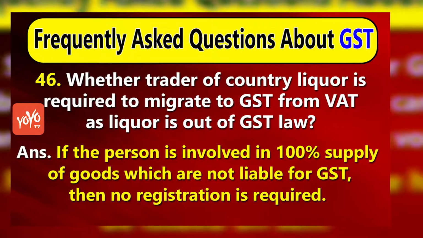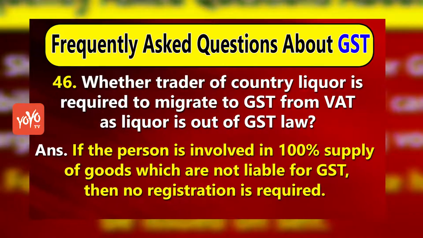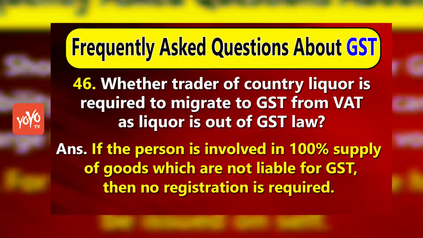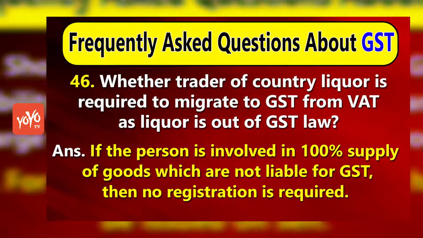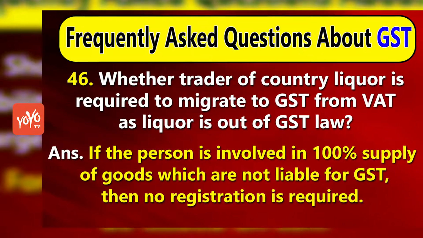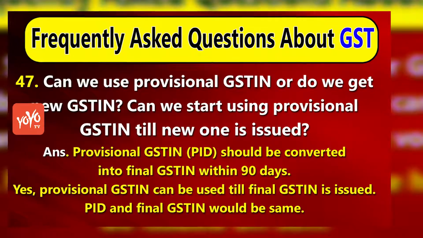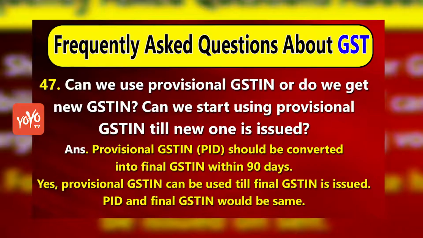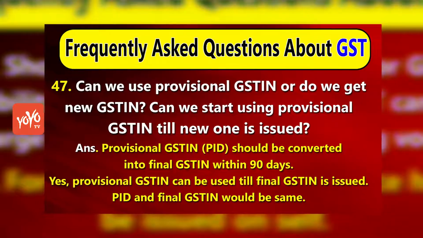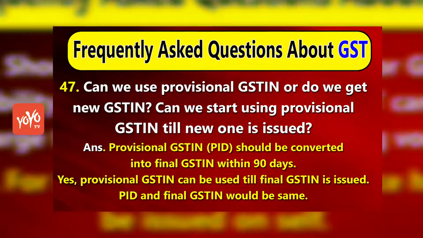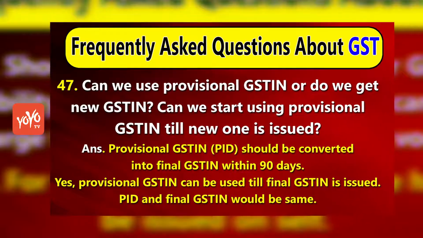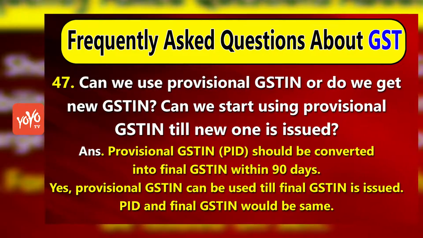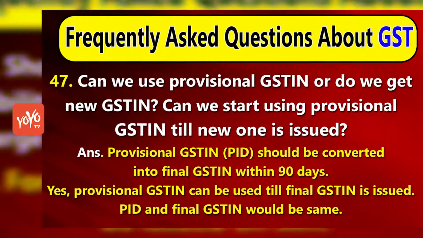Question: Whether trader of country liquor is required to migrate to GST from VAT as liquor is out of GST law? Answer: If the person is involved in 100% supply of goods which are not liable for GST, then no registration is required. Question: Can we use provisional GSTIN or do we get new GSTIN? Can we start using provisional GSTIN till new one is issued? Answer: Provisional GSTIN should be converted into final GSTIN within 90 days. Yes, provisional GSTIN can be used till final GSTIN is issued. PID and final GSTIN would be the same.